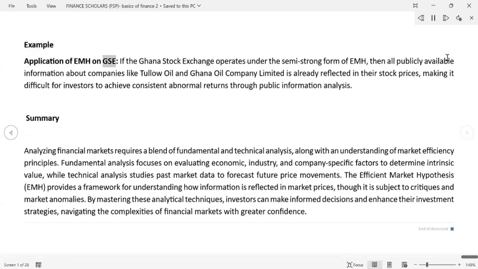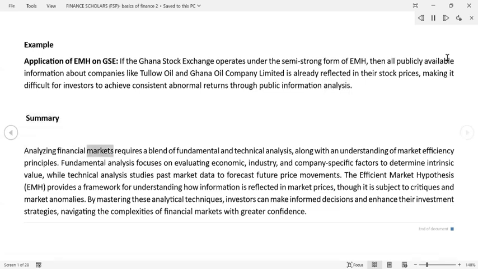Example: application of EMH on GSE. If the Ghana Stock Exchange operates under the semi-strong form of EMH, then all publicly available information about companies like Tullow Oil and Ghana Oil Company Limited is already reflected in their stock prices, making it difficult for investors to achieve consistent abnormal returns through public information analysis.